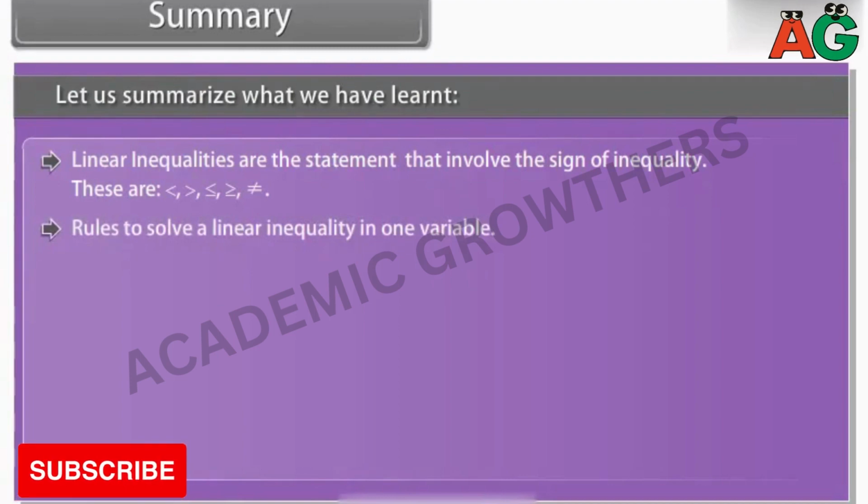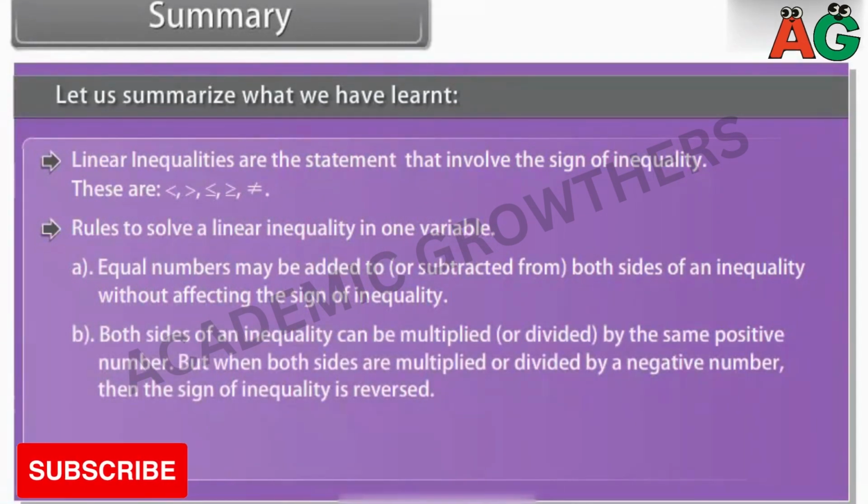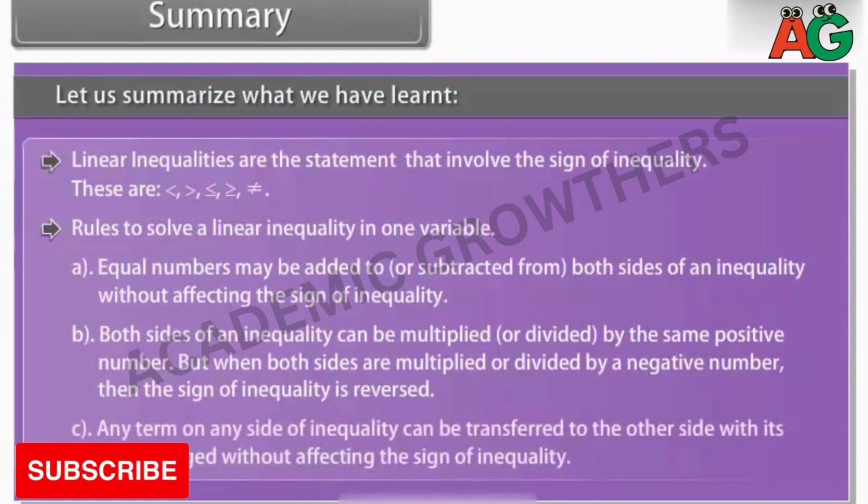Rules to solve a linear inequality in one variable. A. Equal numbers may be added to or subtracted from both sides of an inequality without affecting the sign of the inequality. B. Both sides of an inequality can be multiplied or divided by the same positive number. But when both sides are multiplied or divided by a negative number, then the sign of the inequality is reversed. C. Any term on any side of an inequality can be transferred to the other side with its sign changed without affecting the sign of the inequality.